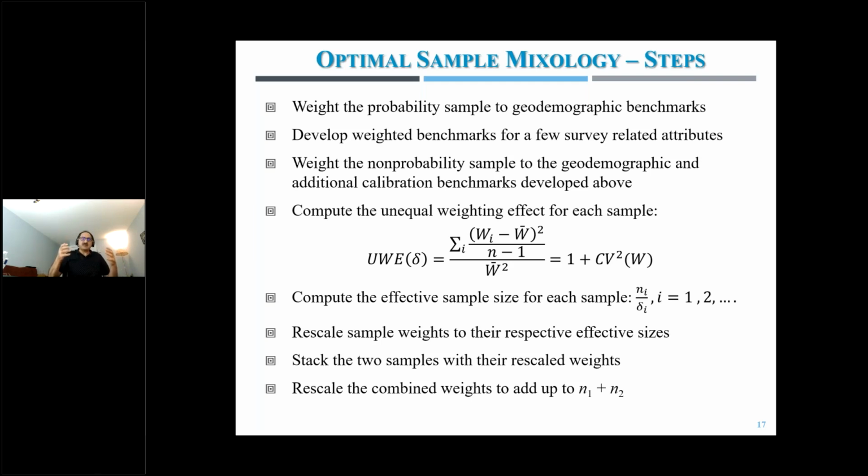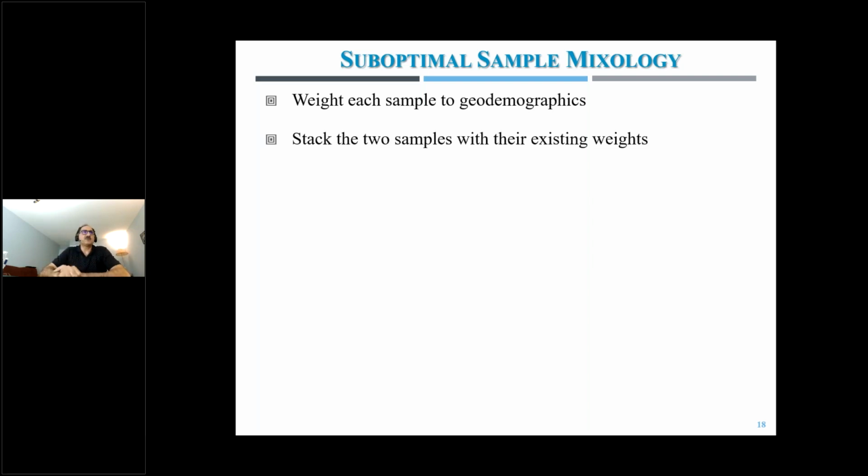So this is it. This is pretty much the money slide. This explains how you can go about blending samples in an optimal fashion. Otherwise, what is routinely used, the suboptimal fashion, is people take individual samples, weight them to the geodemographics that they have available. They stack up the samples, 2, 3, as many of them as they have, and then they go ahead and produce analyses from that combined or stacked up dataset.